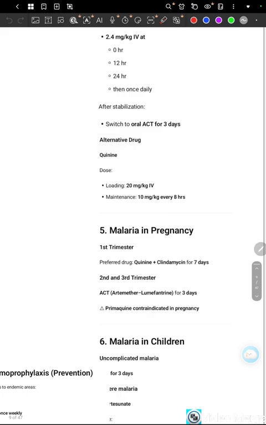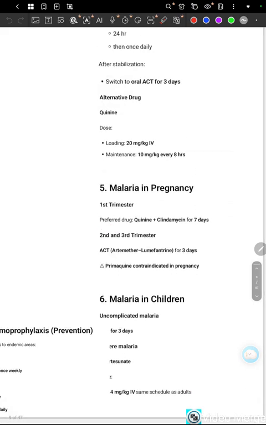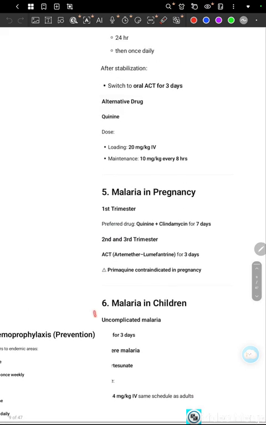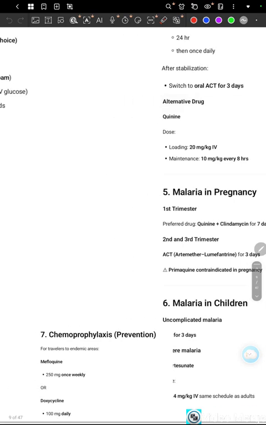In malaria and pregnancy, for first trimester we don't give ACT, so here we give quinine and clindamycin for 7 days. For second and third trimester we can go for ACT therapy for 3 days. Primaquine is contraindicated in pregnancy, and in children for 3 days we can give ACT. Apart from that, in complicated malaria, IV artesunate can be used. Then chemoprophylaxis for travelers, mefloquine 250 mg once weekly, or doxycycline 100 mg daily can be used.